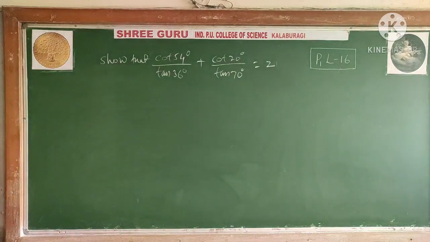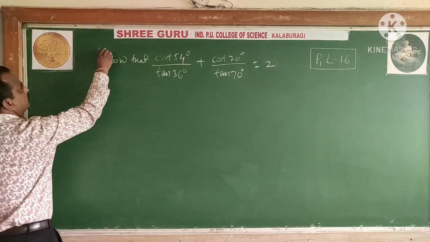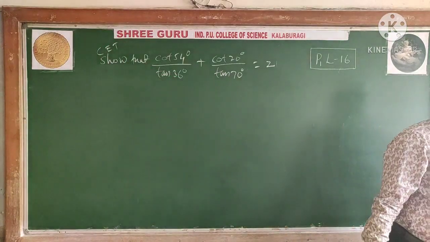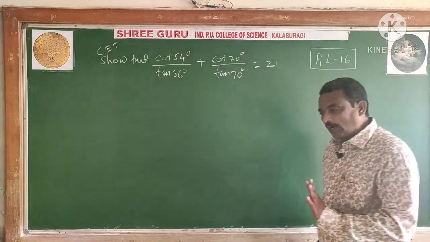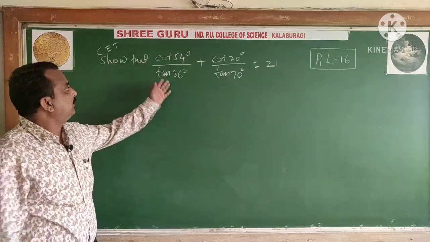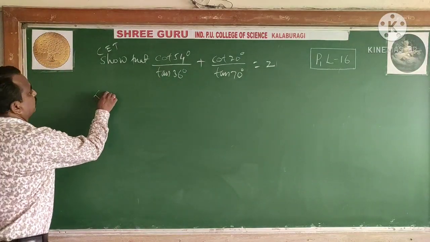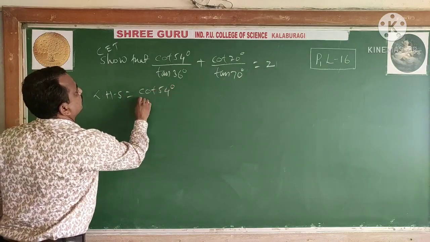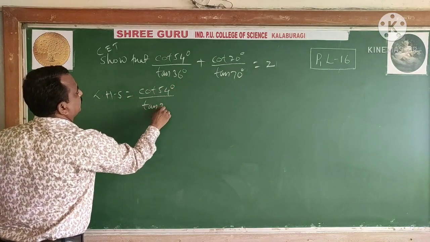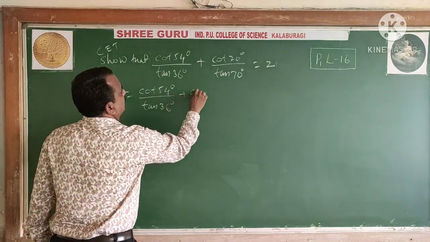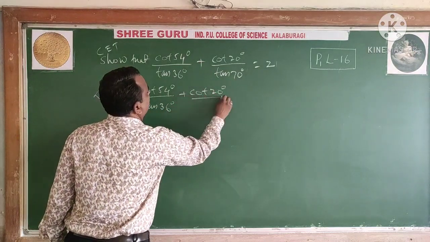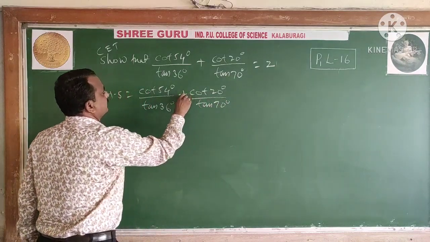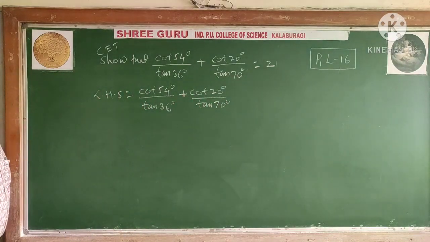See this one. This is also asked in the CET examination, sir. These are all what we are discussing today. Today's and the previous class's examples 2 and 3 are all questions that were asked. Now see this one here. Take LHS. LHS is equal to cot 54 degree divided by tan of 36 degree plus cot 20 degree divided by tan of 70 degree. This is the LHS of this one here.